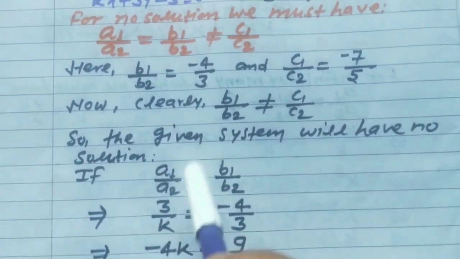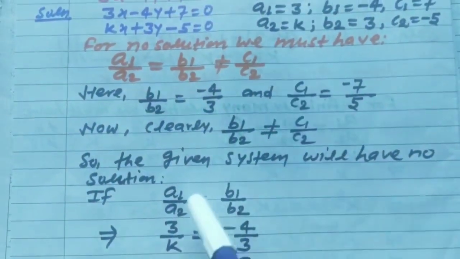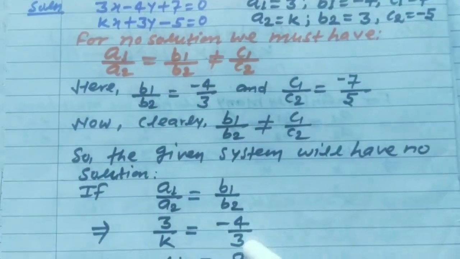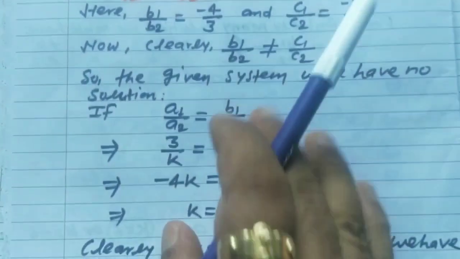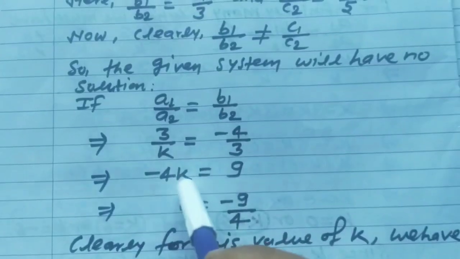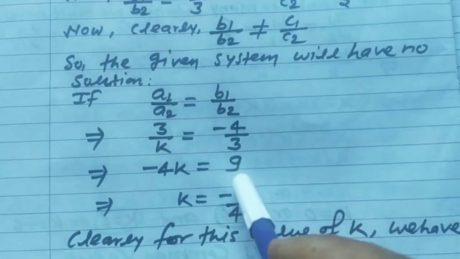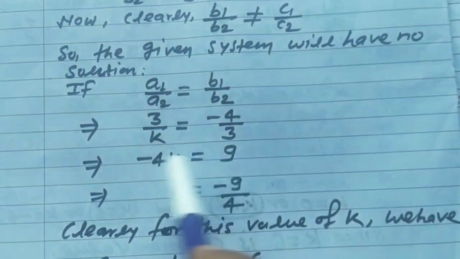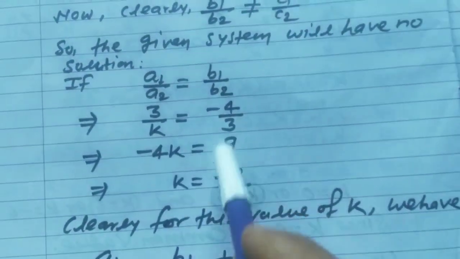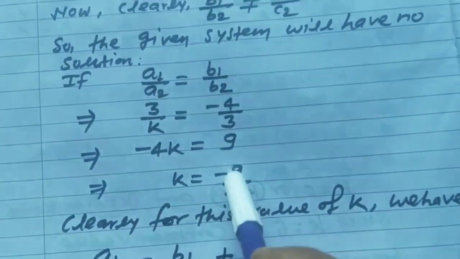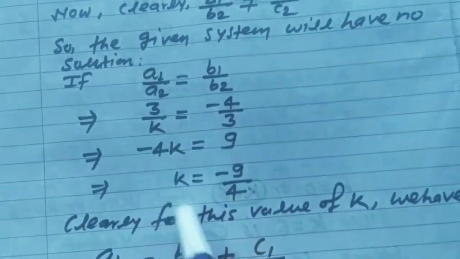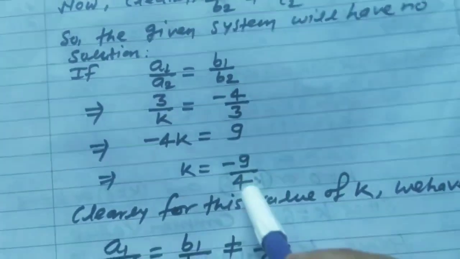So write the values here. a1 is 3 and a2 is k, and b1 is minus 4 and b2 is 3. So now cross multiply. Minus 4 multiplied by k will be minus 4k, and 3 multiplied by 3 will be 9. So k will be equal to minus, we have transferred it to the RHS, and the sign remains the same. Minus 9 in the numerator, divided by 4. So k will be minus 9 by 4.